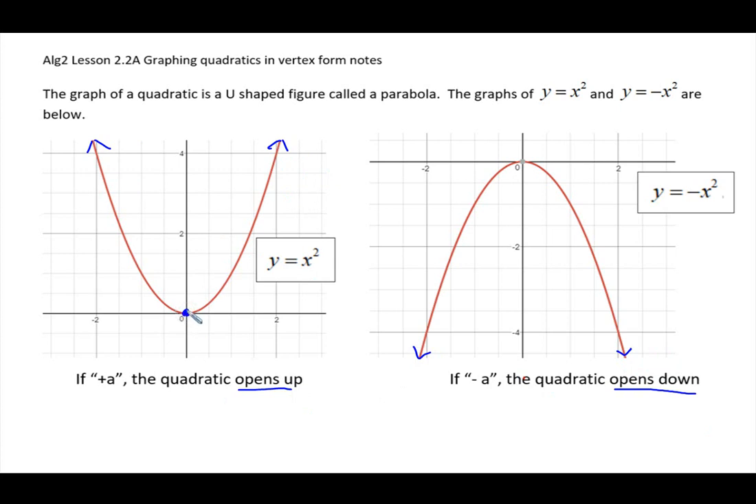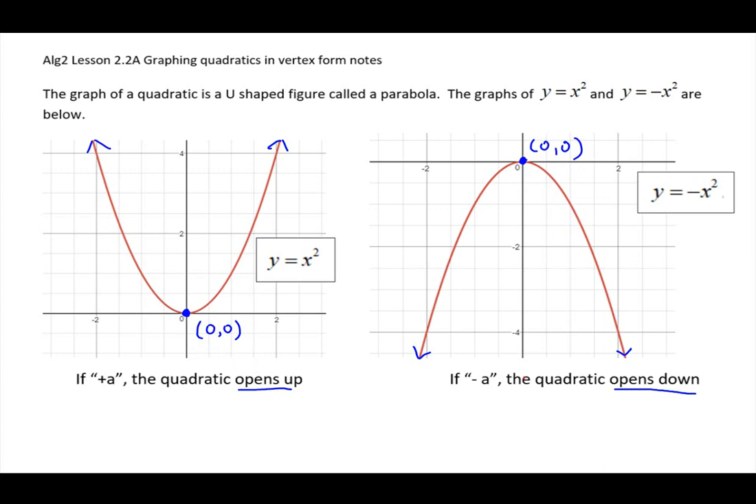Now, we talked about the vertex last lesson. The vertex in this case would be 0, 0. Those would be the coordinates. The vertex is a point, so it has coordinates. Over here, it's also 0, 0.